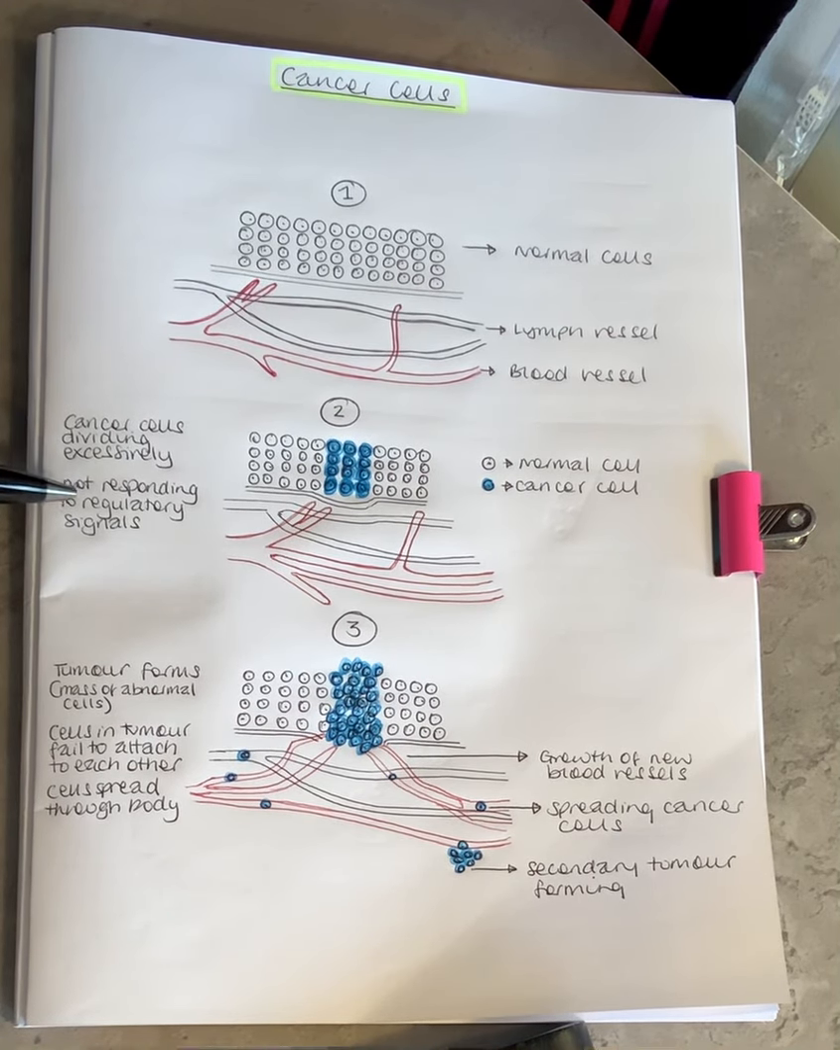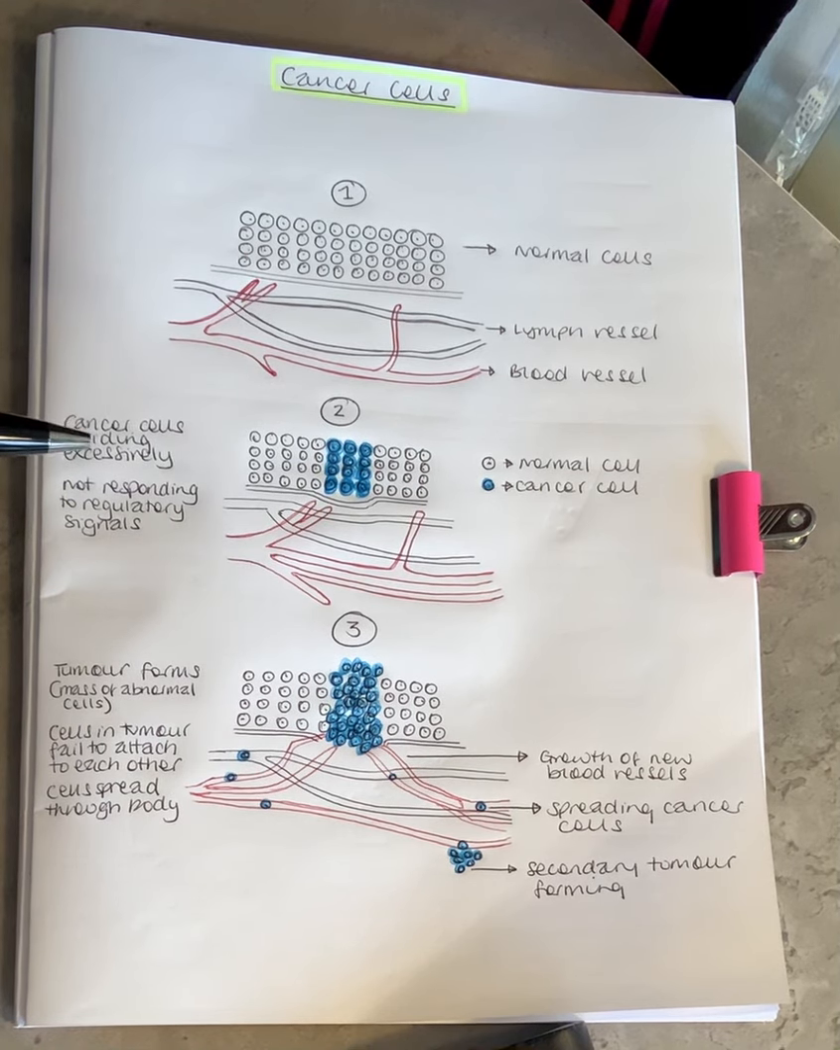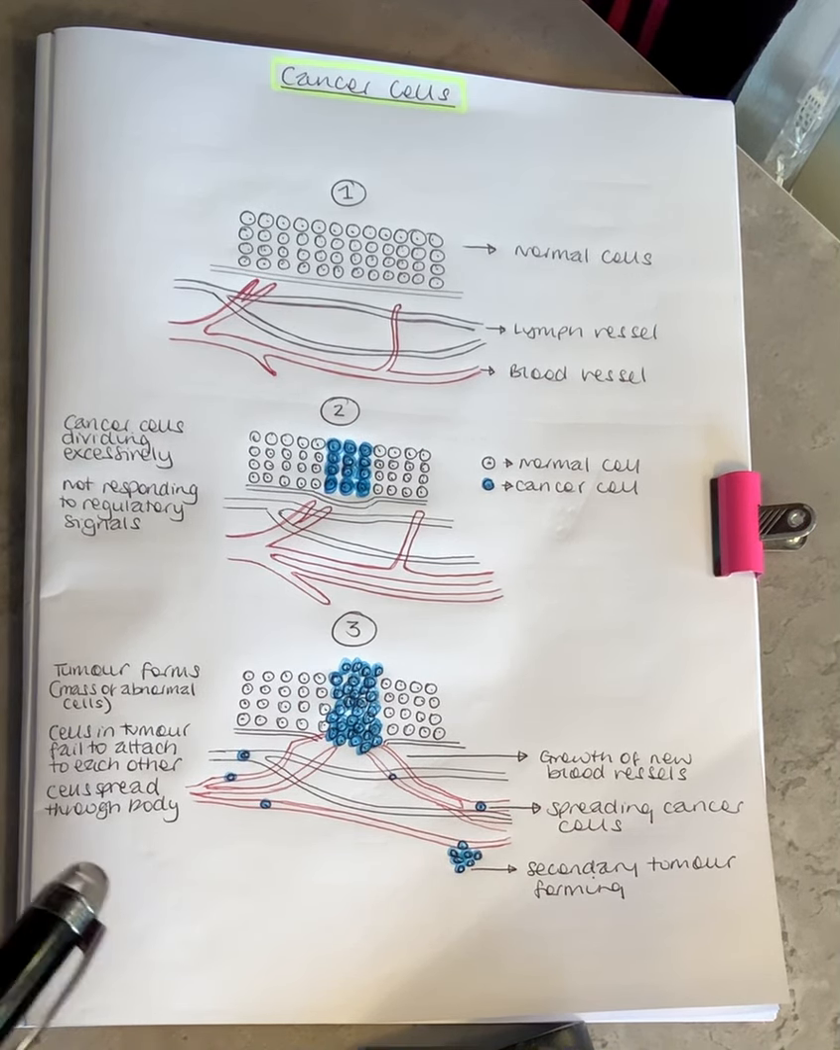because the regulatory signals are not working properly. So think about when we're talking about mitosis. When we talk about the process of mitosis, the cell goes through a period of division and creates a clone, an exact identical cell to itself. Every cell has basically a shelf life. It can only divide a certain number of times. This is classed as Hayflick's limit.